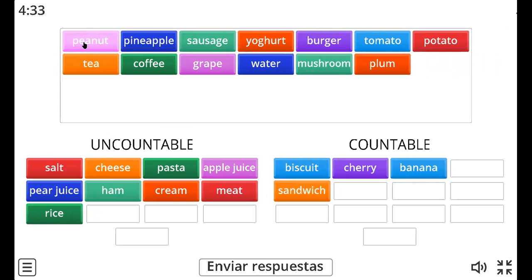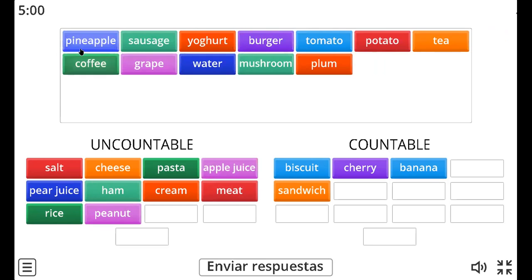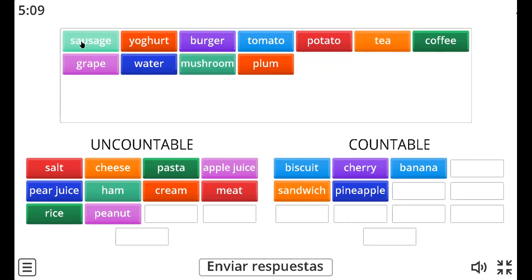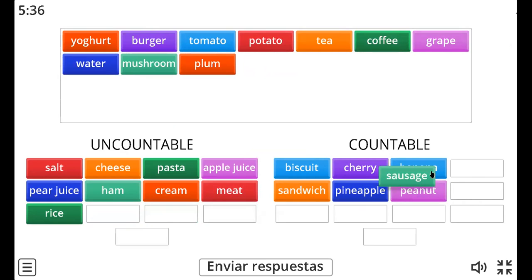Any idea? Uncountable. You sure? So what's a peanut? Money. Ah, okay. So could it be countable or uncountable? Uncountable. Okay, so we'll check that. About pineapple? Countable. Okay, sausage? Uncountable. Sure. So you think it's uncountable? Actually, these two are countable words. The peanut. Okay.